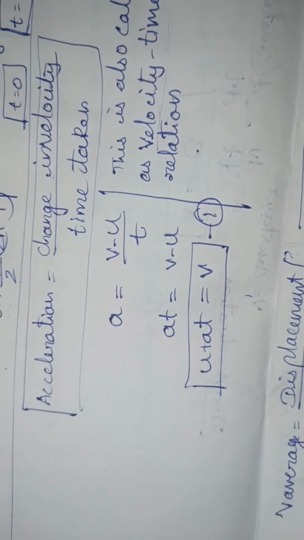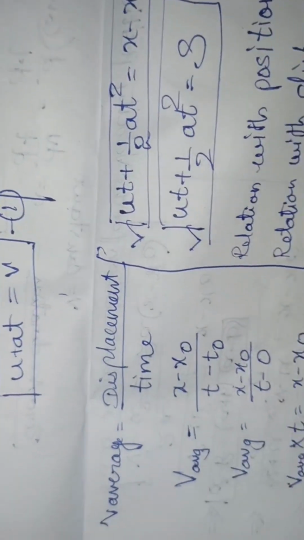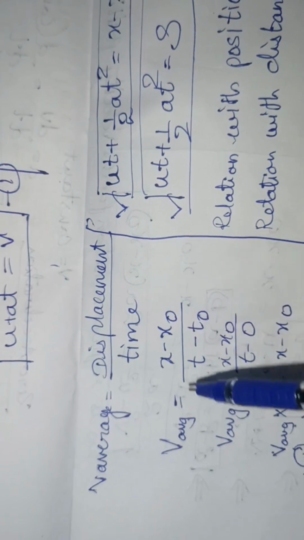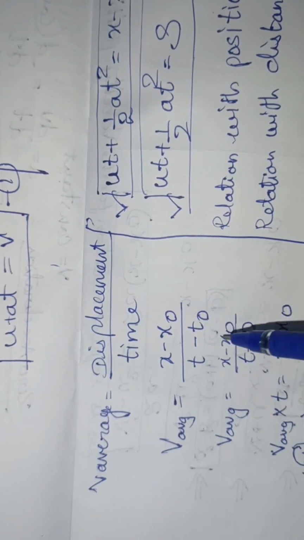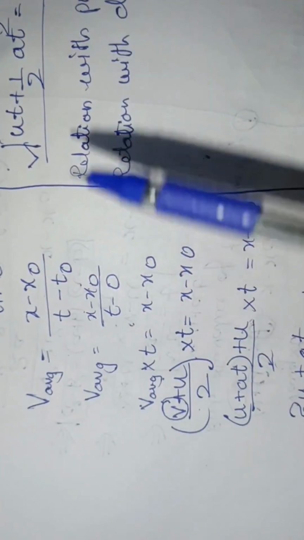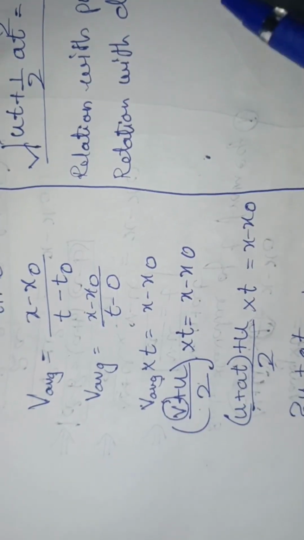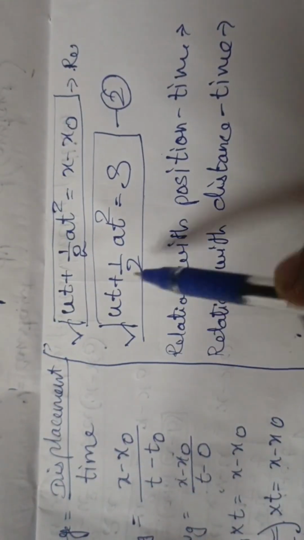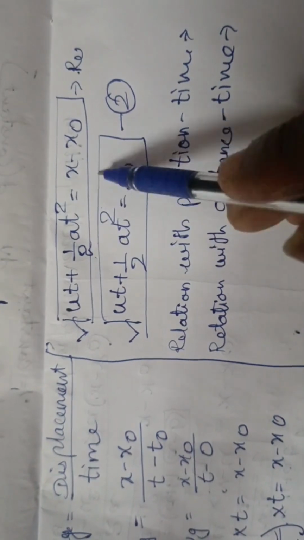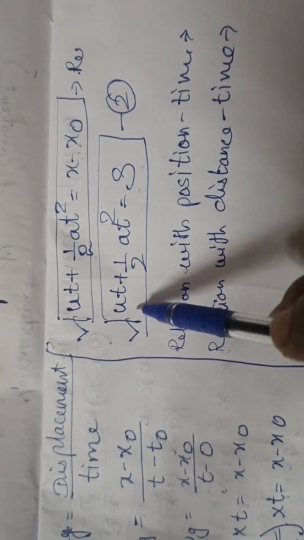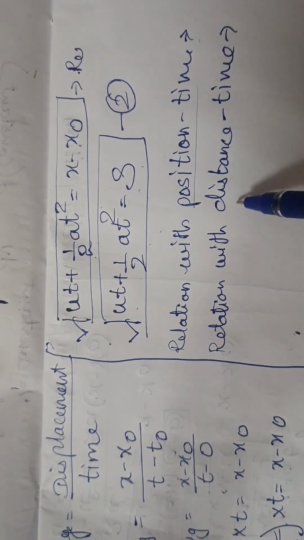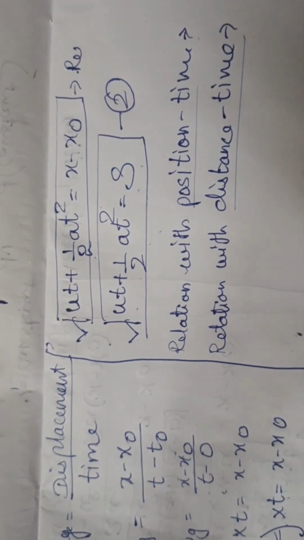Next we will move on to the next derivation part, that is nothing but v average is equals to displacement by time. V average is equals to x minus x naught by t minus t naught, and we'll substitute the value of v average. So after simplification, the final equation will be nothing but ut plus half times of at square, x minus x naught, or s is equals to ut plus half at square. One is called the position time relation and the other the distance time relation.